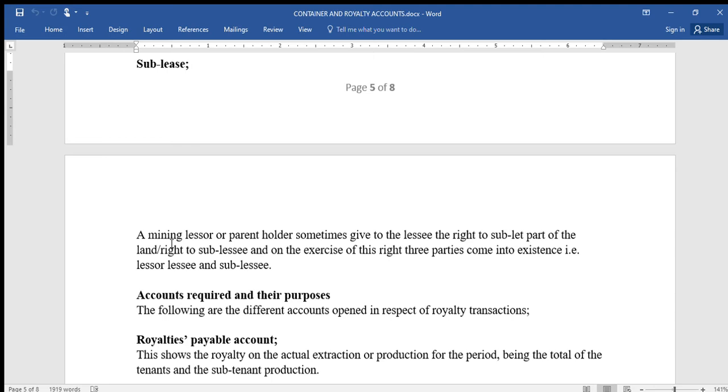Yeah, like you rent to someone and you also give them a right to rent. Yeah, and that extra person is what we call the subleasee.